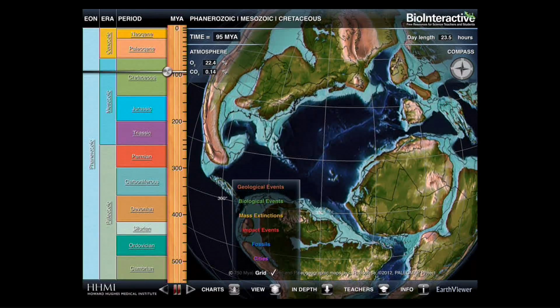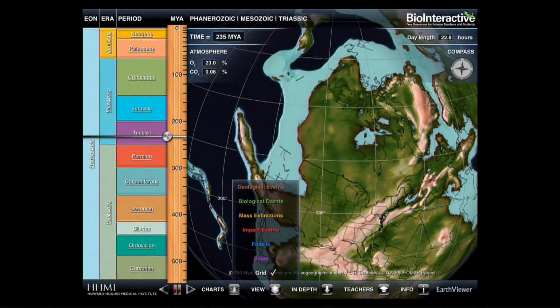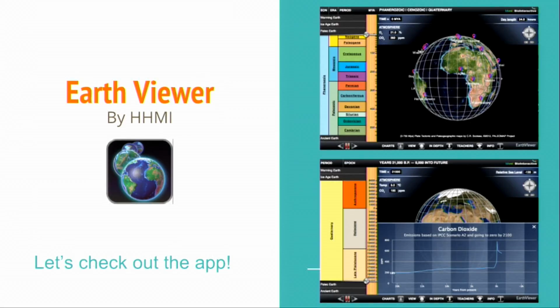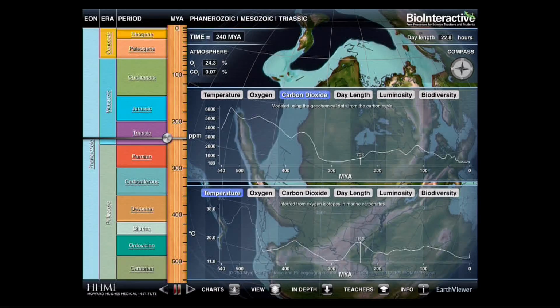And the oxygen levels are, and as you go, the day length is up there, and then how many million years ago. If you're on the computer version, if you can skip back to the computer real quick. If you're on the computer version, you can also see charts. Actually, on the app, I lied, go back to the app, sorry. All right, you can look at charts.